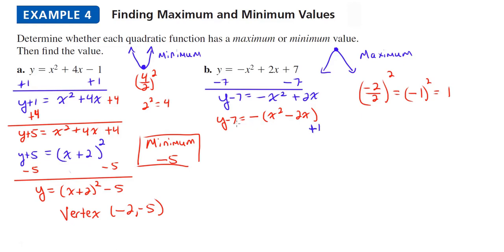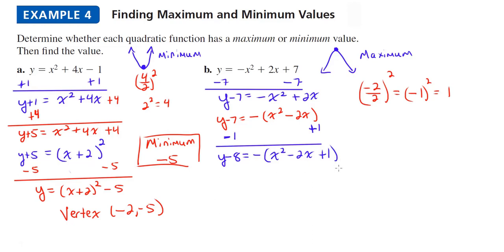here and to the other side, except, see this negative out here? This negative is going to affect what we put here. So here it's a positive 1, but because of this negative, right, negative times positive 1 is actually negative 1. So on this side, we got to put it over here as a negative 1. And that's because of this negative. So we end up with y minus 8 equals negative x squared minus 2x plus 1.